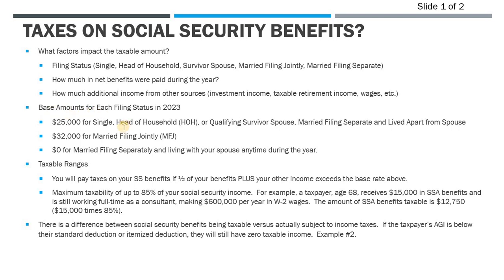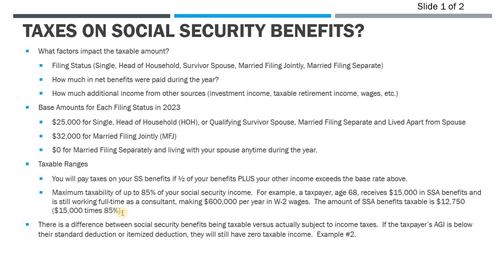And so the base amounts are different for each filing status. So $25,000 base rate for single, head of household, qualifying survivor, or married filing separate and lived apart from the spouse, or $32,000 base rate if married filing jointly. All right, so that's why the filing status and the base amounts are so important. Now, the other thing that certainly impacts the calculation is how much in benefits you were paid during the year, and then how much other income do you have from other sources, right? All of these are factors that are going to have an impact on the taxability of your Social Security benefits.